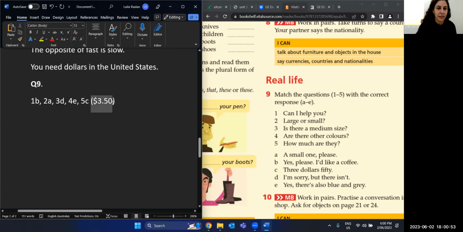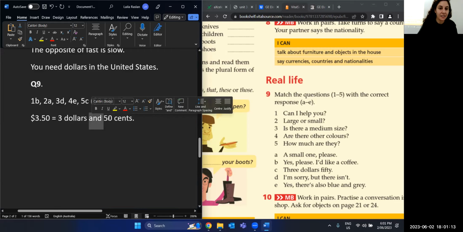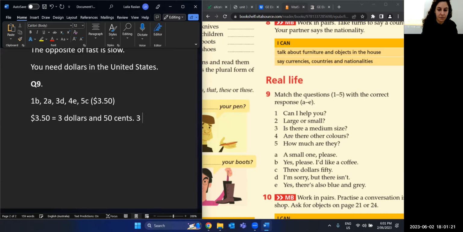Let's look back really quickly at how we say this: $3.50. That's the full way to say it. You must put dollars and 50 cents. Or you can say 350, but make sure there's a space. You can say it like that.